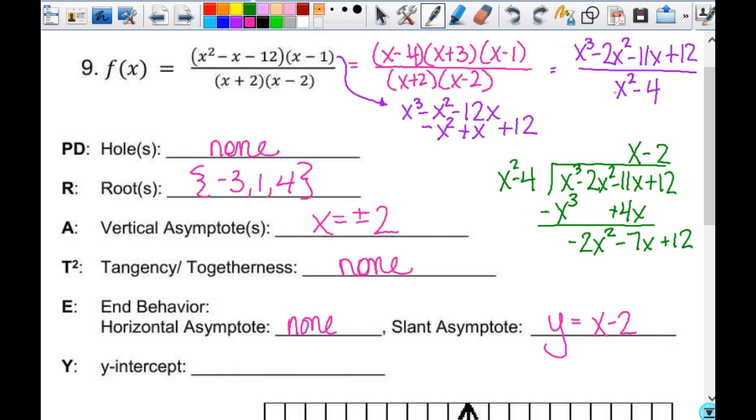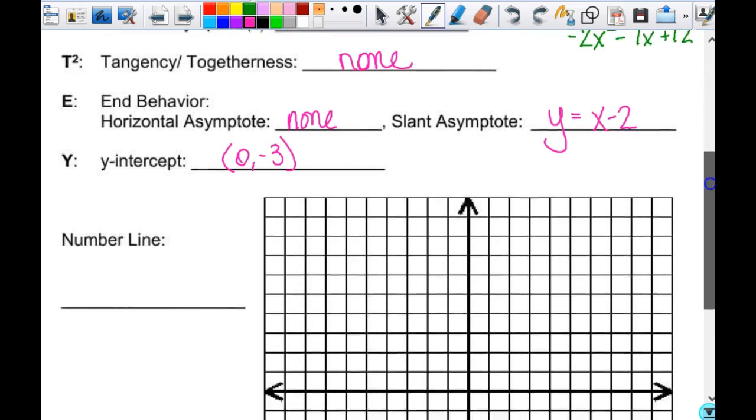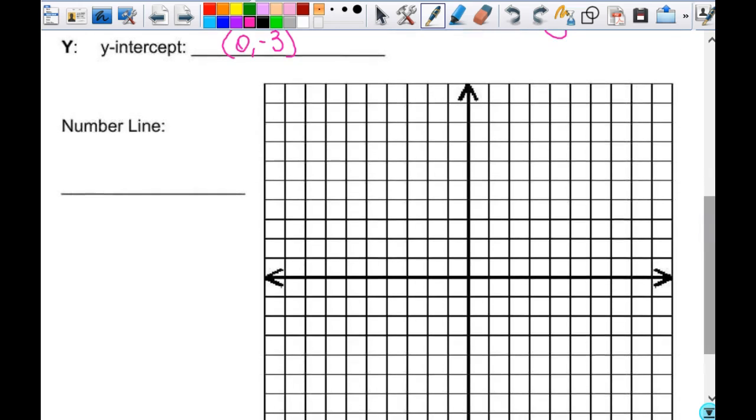And then, all right, so what do we say? It was negative 3? All right, so this is 0, negative 3. Okay. All righty. Then our number line. So on my number line, I put my roots, which are at negative 3, and I have to put my asymptotes, so I need them in order. Negative 2, because it's a number line. 1, 2, and 4. And there's a lot on there.